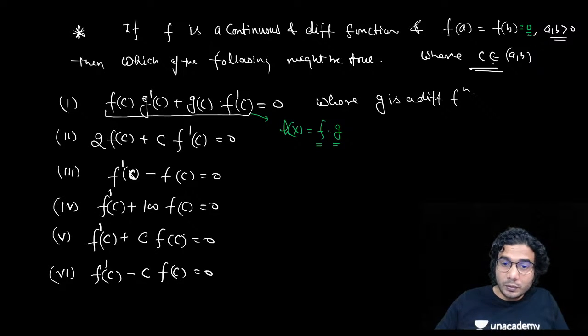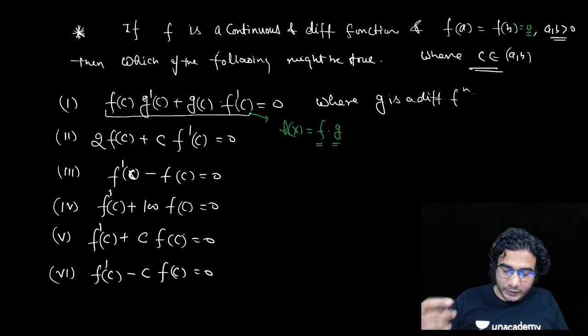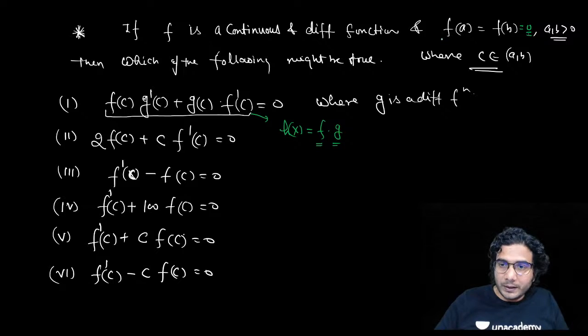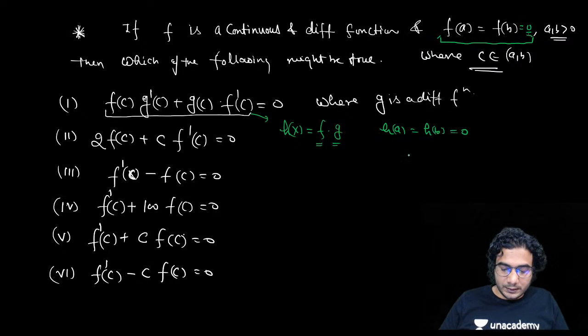Otherwise the rule will not be applicable, because if f of a is 0, then f into g will also be 0, right? So a and b are basically roots. I forgot to mention it here. It was in my mind, but I forgot to write this. Got it? So now you can say h of a is equal to h of b is equal to 0. Now Rolle's theorem is applicable for the function h of x, and the derivative of it, h dash, is equal to 0. So true.